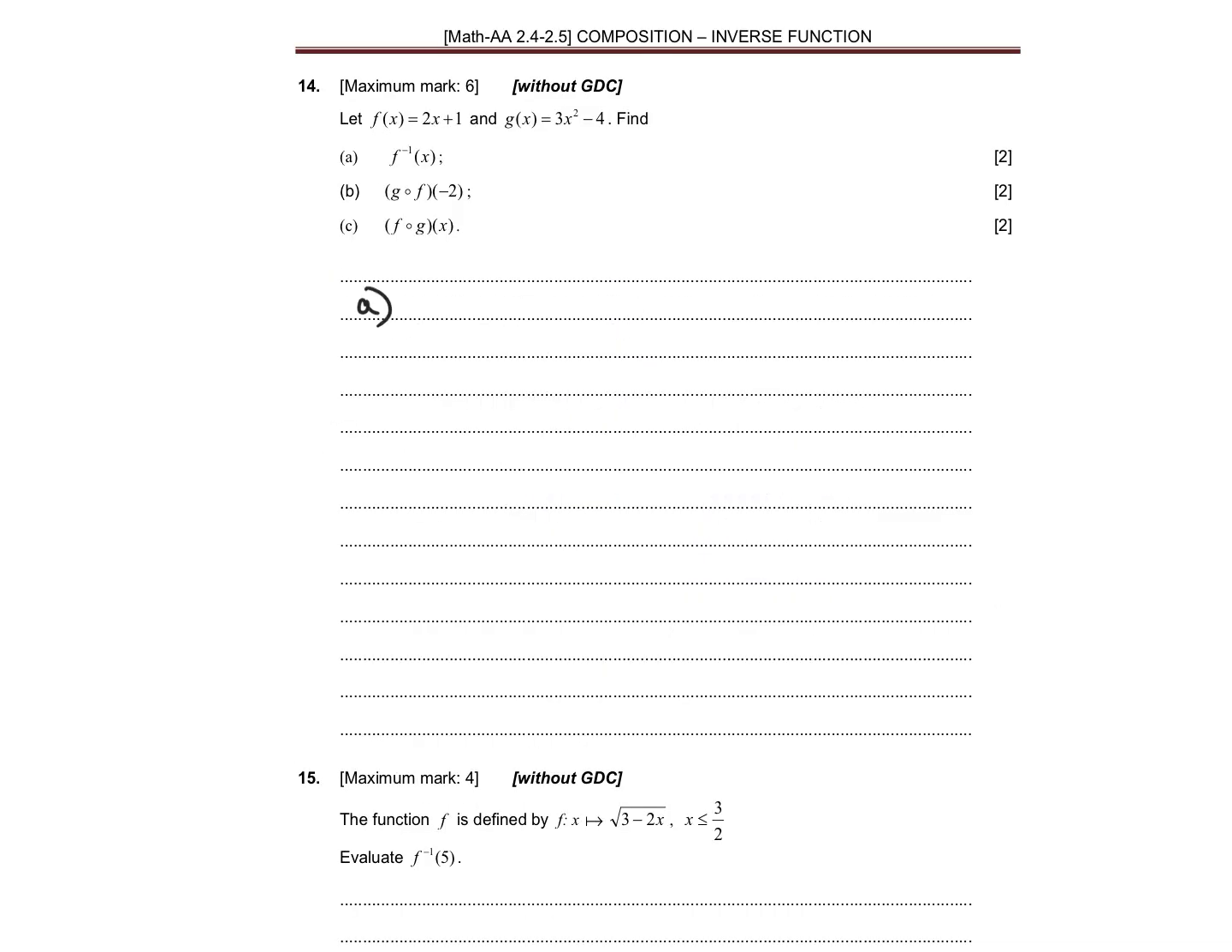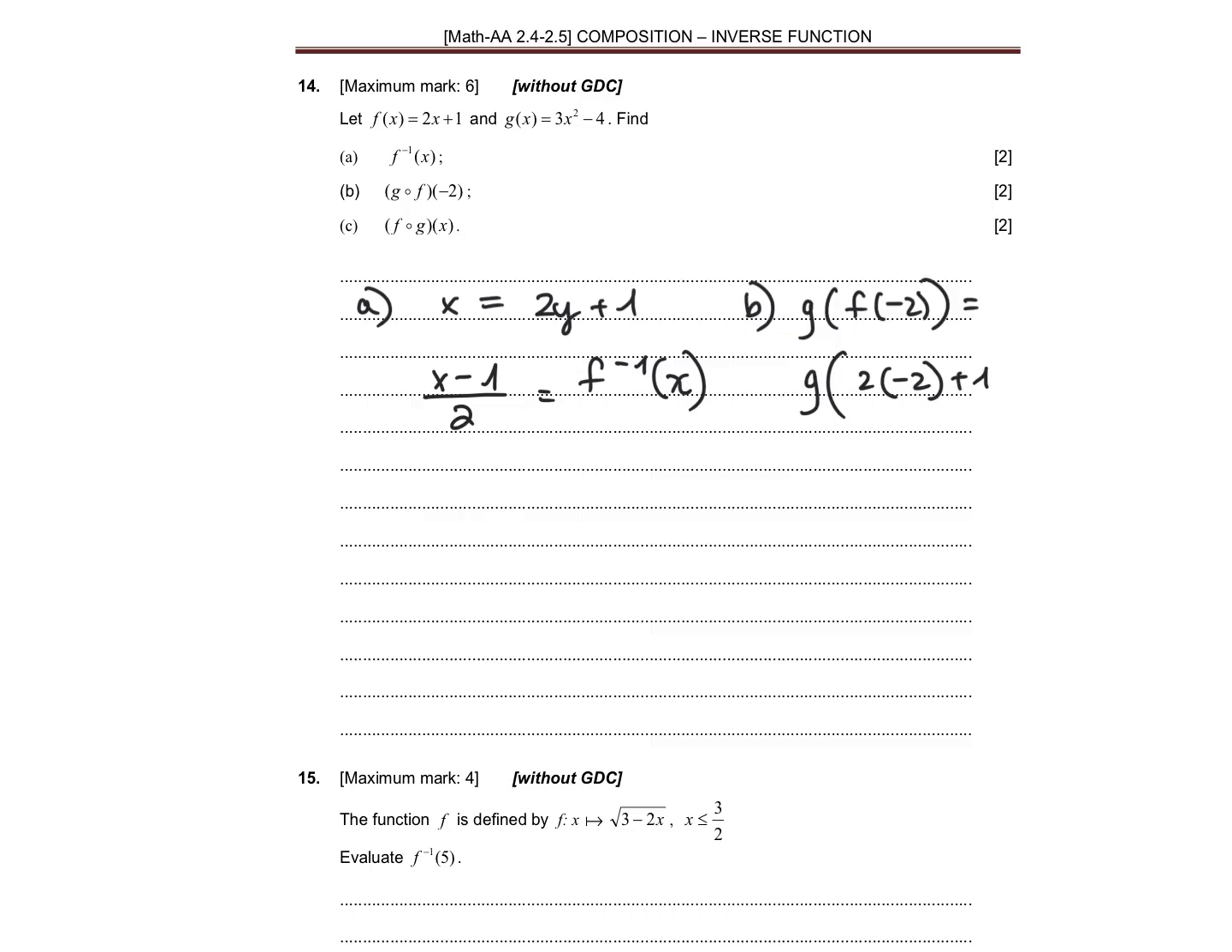All right, so for a, if we want to find the inverse of f, we're going to do x equals 2y plus 1 and solve for y. So that's x minus 1 over 2 is y, and we write it in inverse notation. For b, g at f at 2, negative 2, sorry. So f at negative 2 is 2 times negative 2 plus 1, which is negative 3. And g at negative 3 is 3 times negative 3 squared minus 4. So that's 9, 27 minus 4, 23.